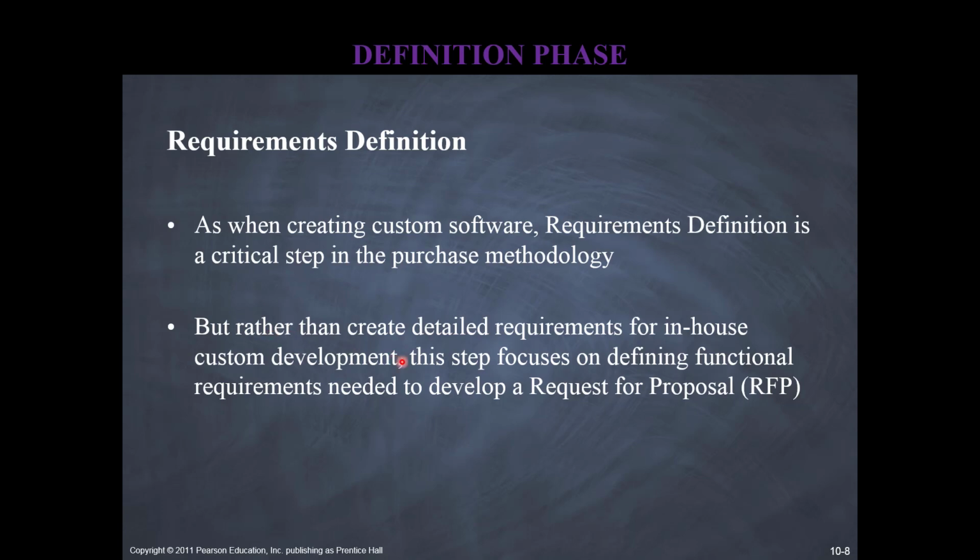But rather than creating detailed requirements for in-house development, this step focuses on defining functional requirements needed to develop a request for proposal, or RFP. RFP is a document that is sent out to potential vendors that can potentially supply a software package that meets your requirements. So those requirements, they're formulated from that external perspective. In other words, those requirements are formulated not for the internal development team, but for external vendors, so that they can understand better your organization and the kind of needs your organization has in relation to a software package that you're thinking about buying.